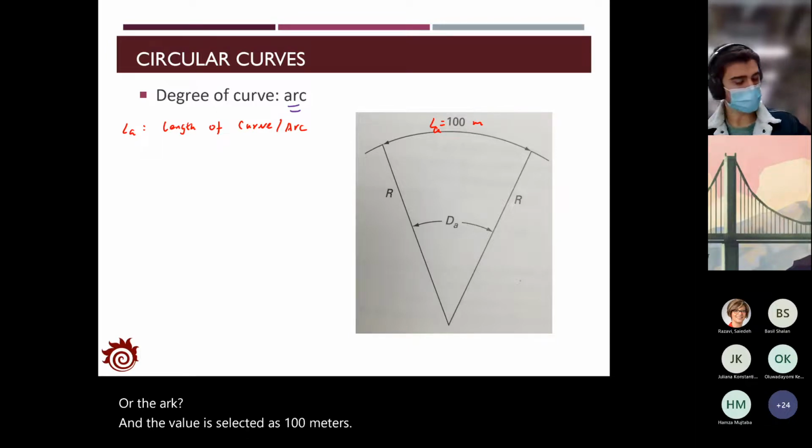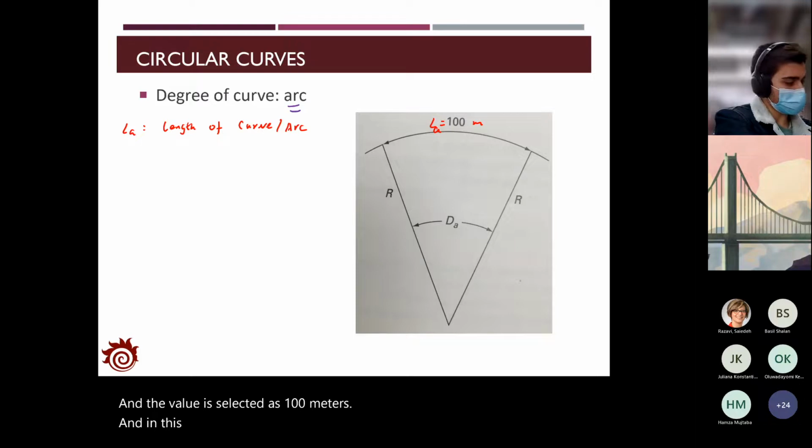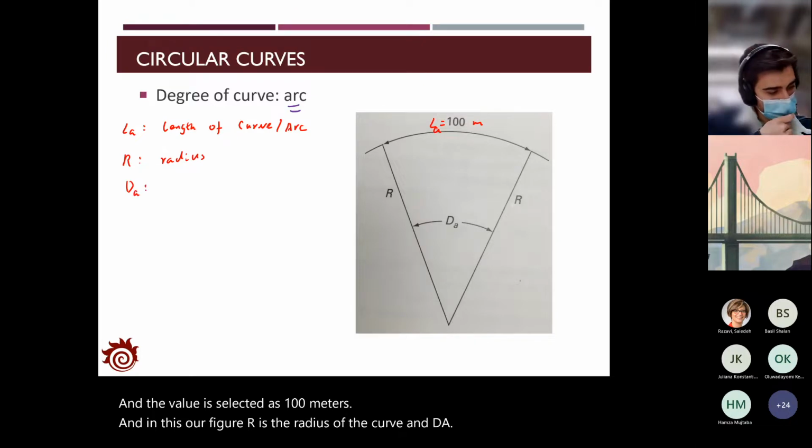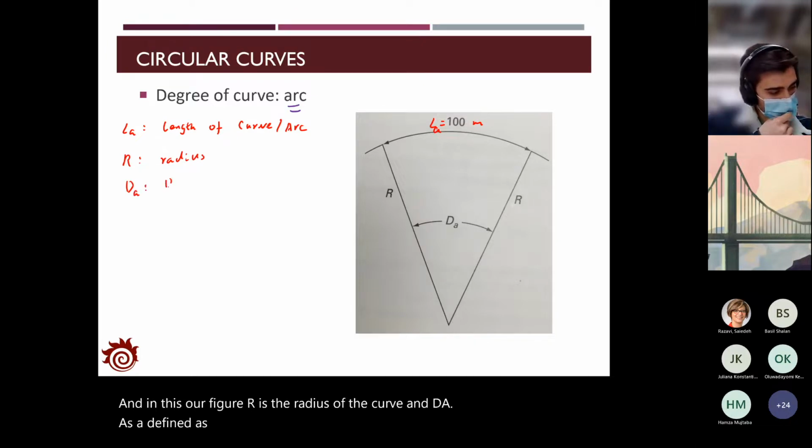And in this figure, R is the radius of the curve, and dA is defined as the degree of the curve with the arc definition.